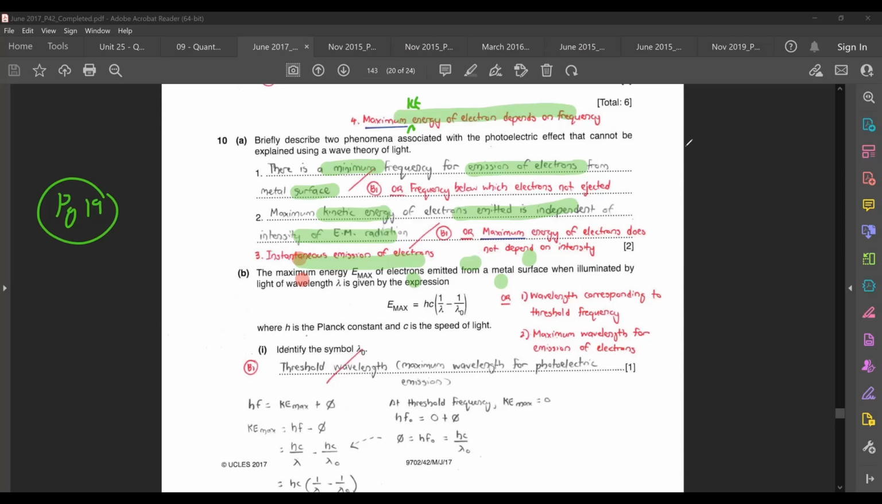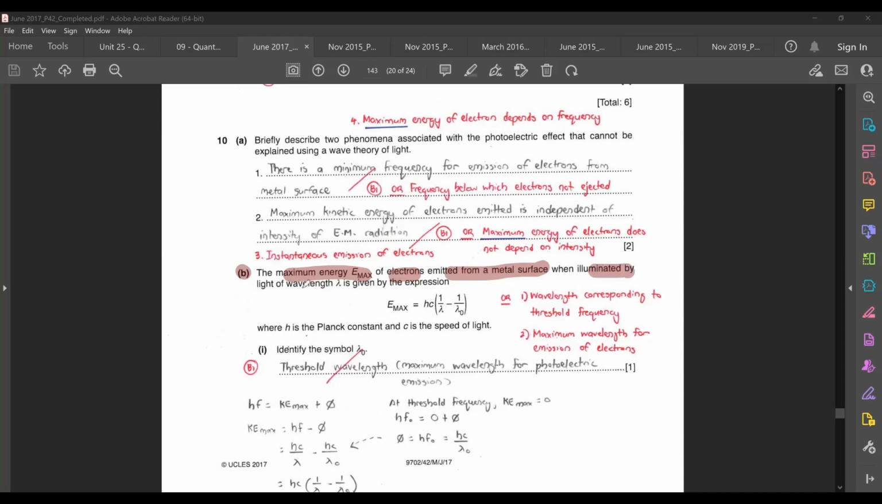Now, if you then move on to B, the maximum energy Emax of electrons emitted from a metal surface when illuminated by light of wavelength lambda is given by this expression, where Emax is hc times 1 over lambda minus 1 over lambda naught, where h is the Planck constant and c is the speed of light. So identify here the symbol lambda naught. This symbol lambda naught is your threshold wavelength, maximum wavelength for photoelectric emission. You just need to state what the symbol means. You don't need to explain what it actually is.